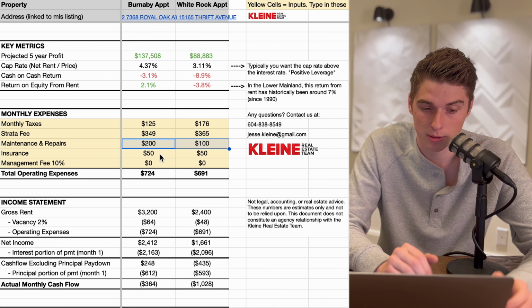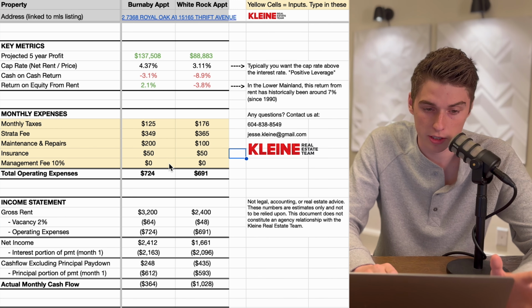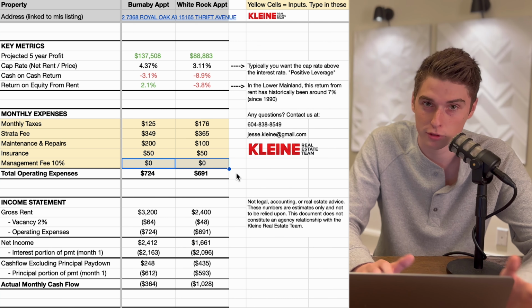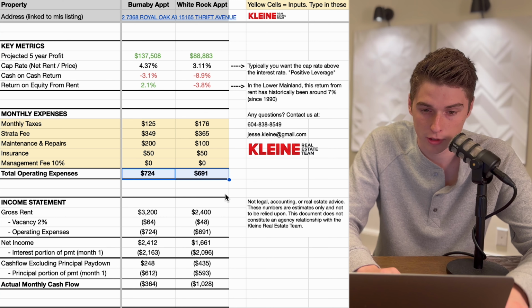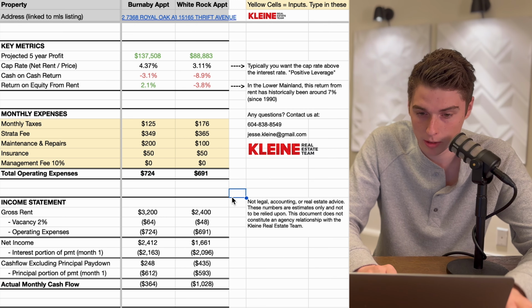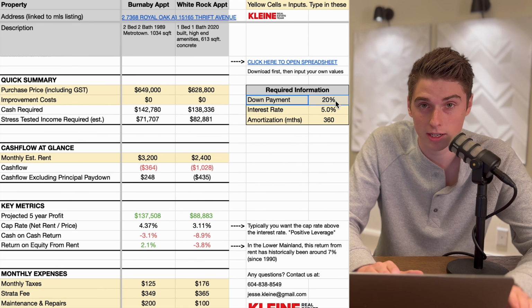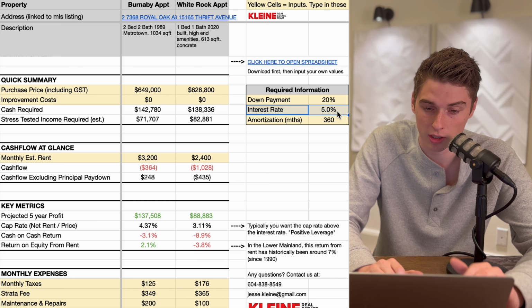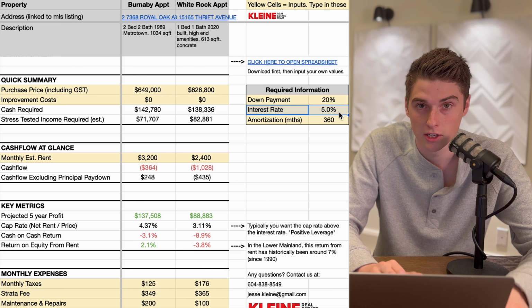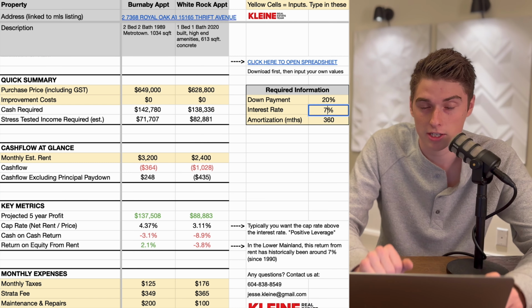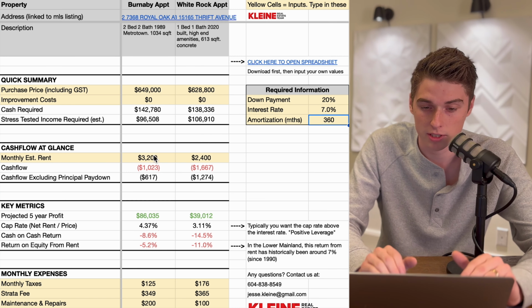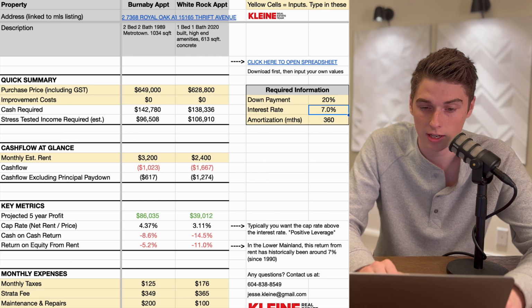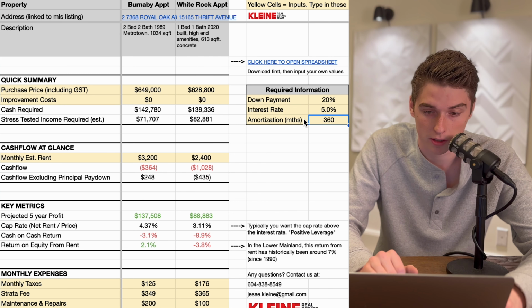Insurance, again, we just estimated at $50 a month. We're going to exclude a management fee. In this case, we're going to assume that you're managing it by yourself. Just makes the numbers look a little nicer. So after inputting those and your down payment, which has to be at least 20%, we talked about that in the previous video. Assumption of an interest rate of 5%. So depending on what interest rate you're actually going to get, you can change this variable and see how it affects the numbers immediately. And then an amortization of 360 months.